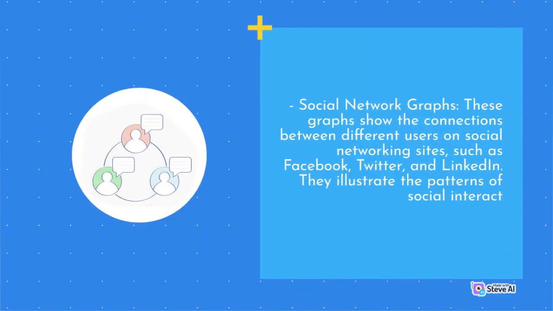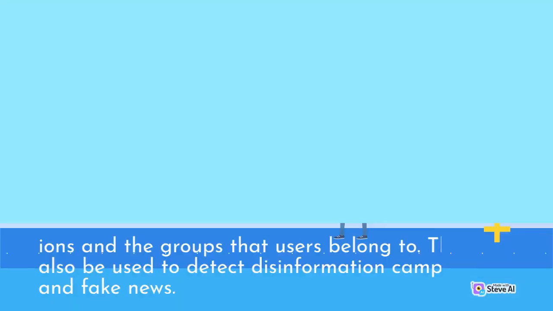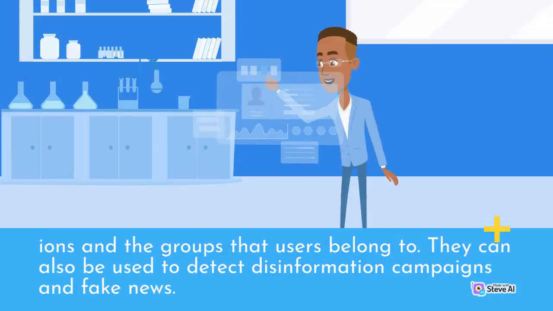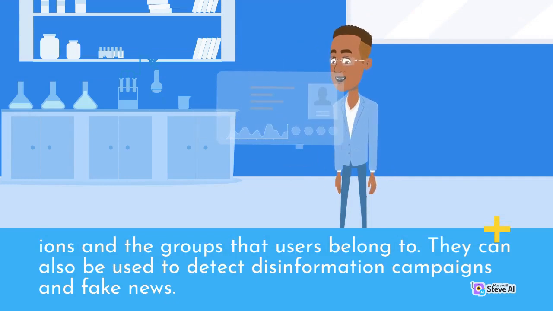Social network graphs. These graphs show the connections between different users on social networking sites, such as Facebook, Twitter, and LinkedIn. They illustrate the patterns of social interactions and the groups that users belong to. They can also be used to detect disinformation campaigns and fake news.